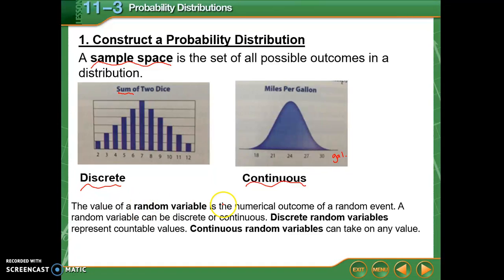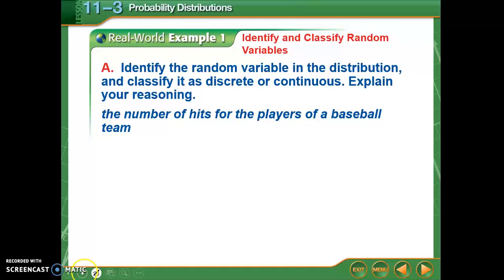So the value of a random variable is the numerical outcome of a random event. A random variable can either be discrete or continuous, like we just talked about. Discrete means countable, I can count it. Continuous is it can take on any value, so it would be impossible to count how many values it could take on. So take a look at this first example.